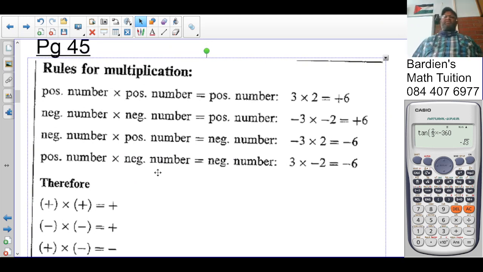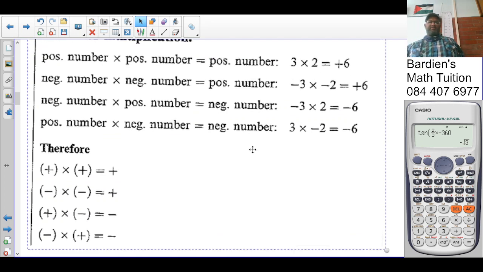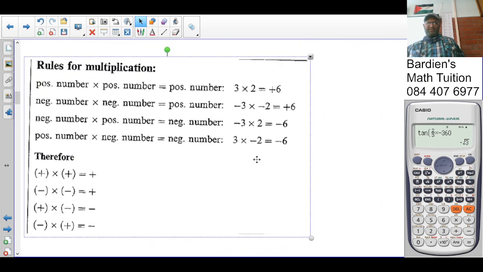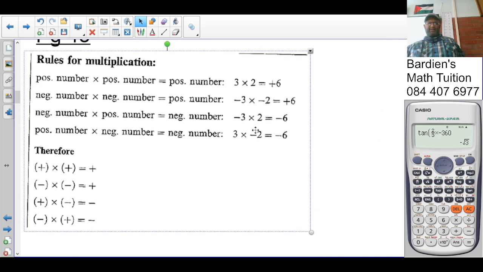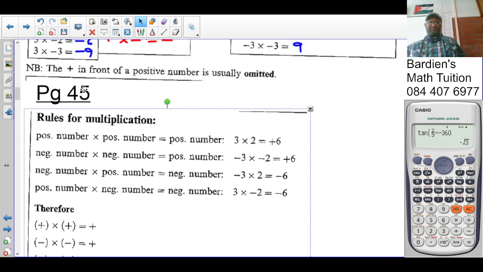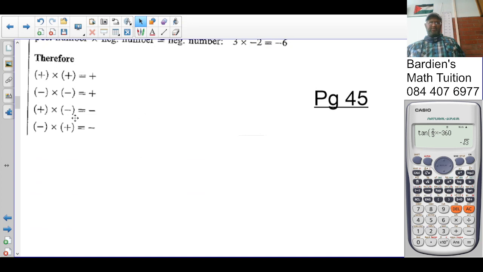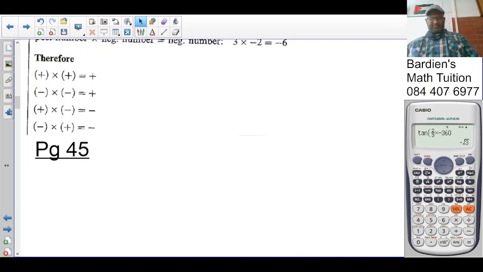A positive number times a positive number will always be a positive number. An example is given. A negative number times a negative number will always be positive. An example is given. And then a positive number times a negative number is negative, or a negative times a positive is negative. You all okay with that? Therefore, we have made that summary already. So let's look at a couple of examples dealing with this now.